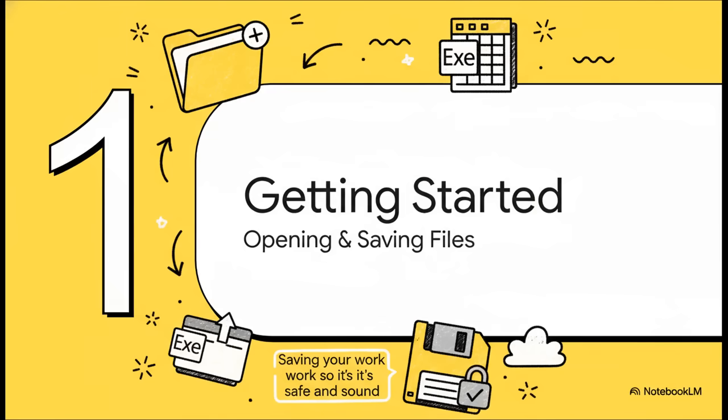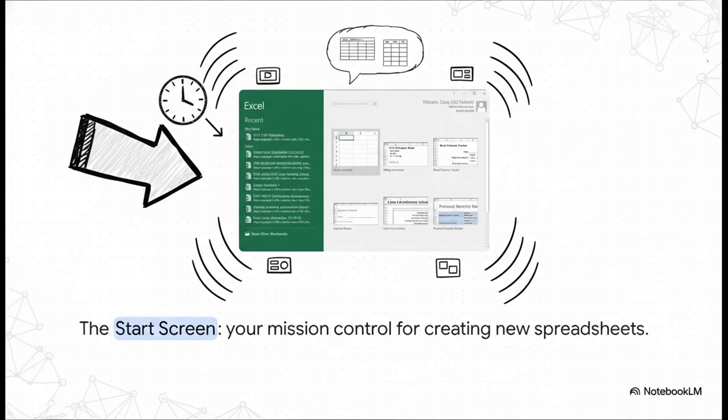Okay, first things first. We're going to start with the absolute basics, like how to open a file and how to save it. So, the very first thing you see when you launch Excel is this, the Start screen. You can think of it as your mission control. Over on the left, you've got all your recent files, nice and handy. And right in the middle, you can either jump into a brand new blank workbook or even use a template if you want to get a head start on something like a budget.